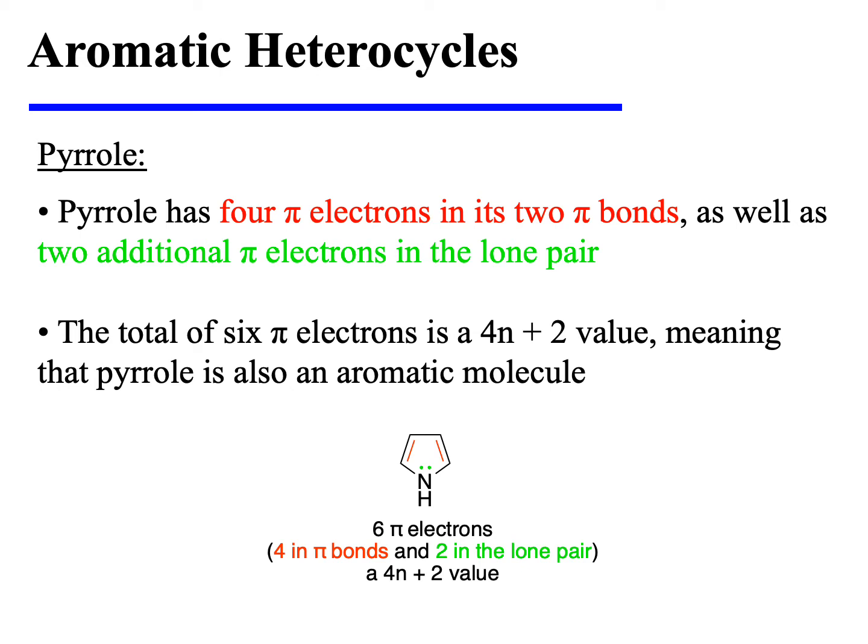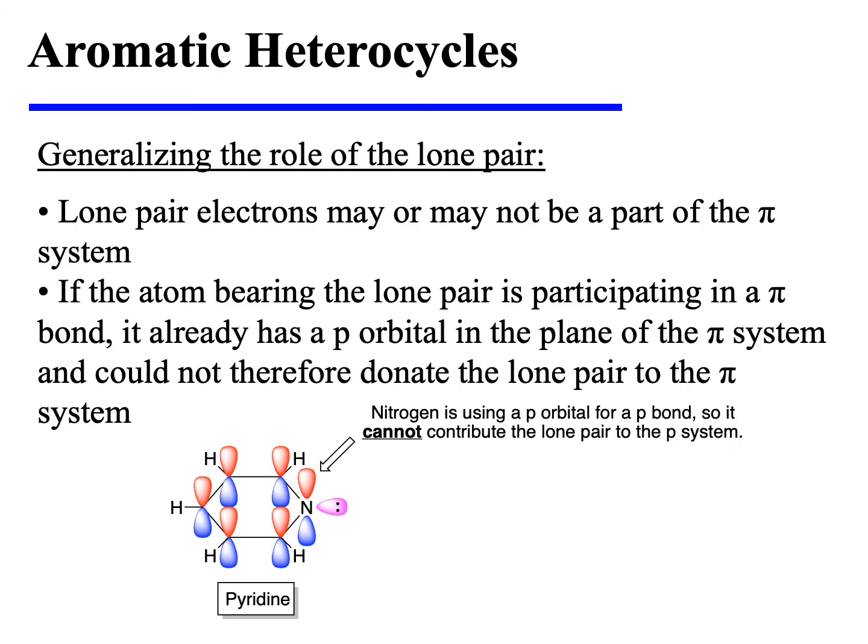Having shown that pyrrole contains a continuous cyclic array of parallel p orbitals, we have also illustrated that the lone pair is a part of the pi system and must therefore be counted when we tally the pi electrons. Pyrrole has 4 pi electrons in its 2 pi bonds, as well as 2 additional pi electrons in the lone pair. The total of 6 pi electrons is a 4n plus 2 value, meaning that pyrrole is also an aromatic molecule.